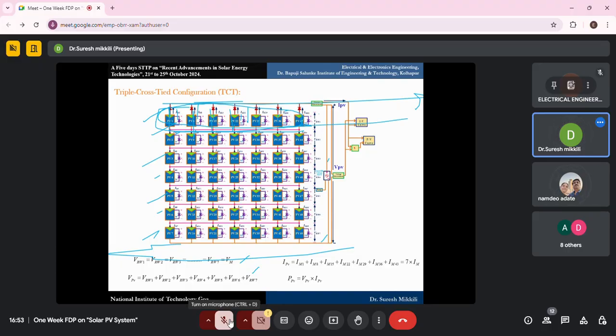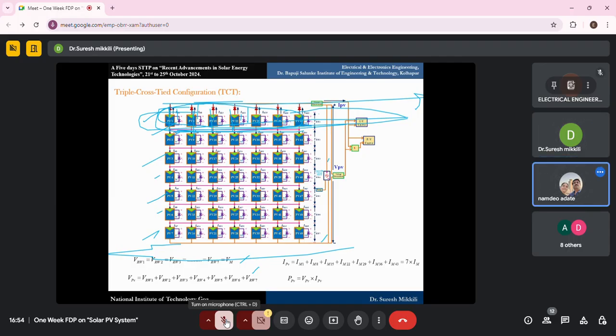What about the voltage calculation? Voltage will be rows added together. How many number of rows are there? 8. Voltage will be addition of row voltage. The current will be addition of modules. So now the voltage will be how much? 8 rows are there. How much you will get?